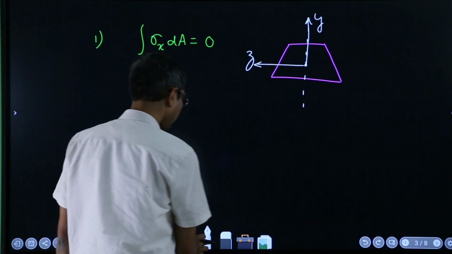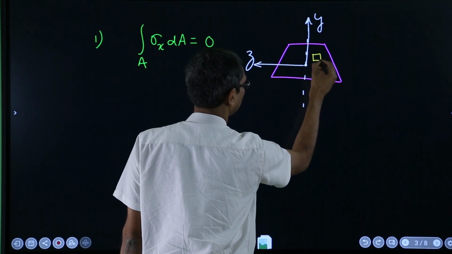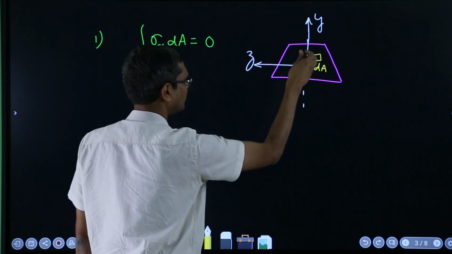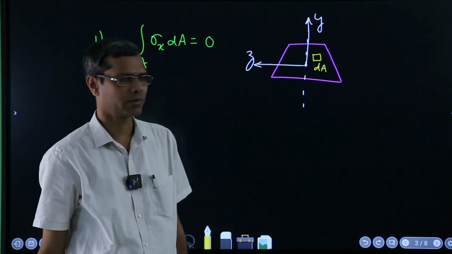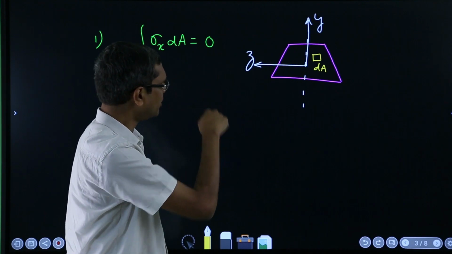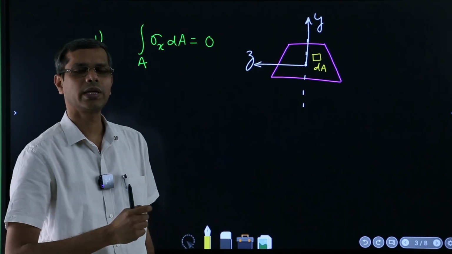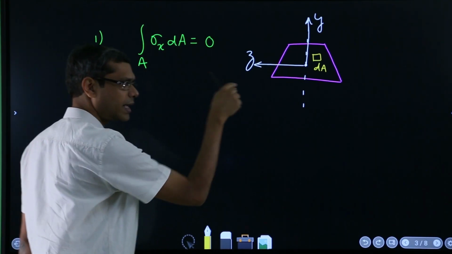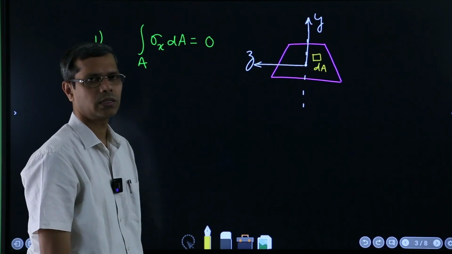Now if we consider any area, say dA here, we have the stress sigma x, which is coming out of the plane, or going inside the plane if it is compressive. If we sum them up, it has to be 0 because there is no external force or load coming in this particular direction, the x direction. So this is basically the force balance in the x direction.